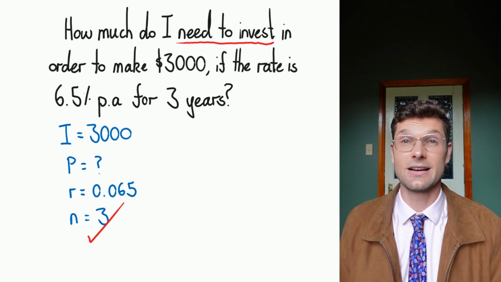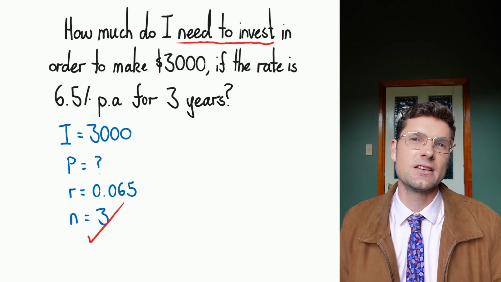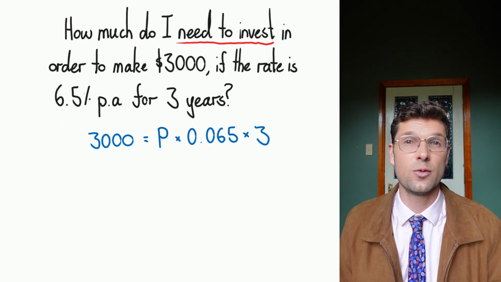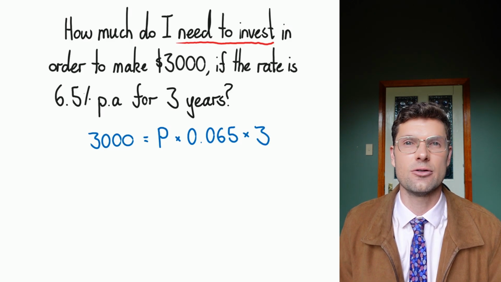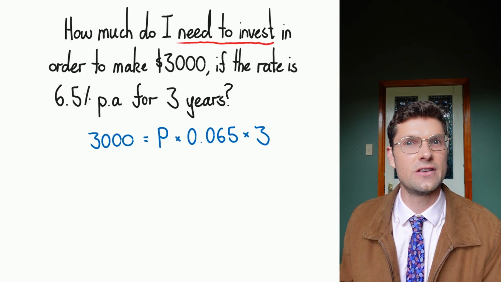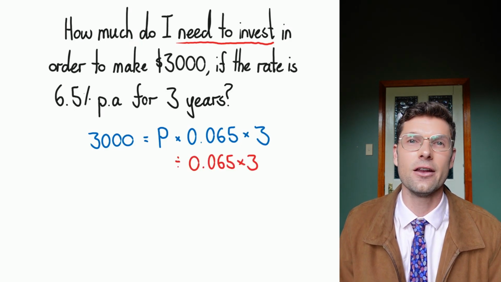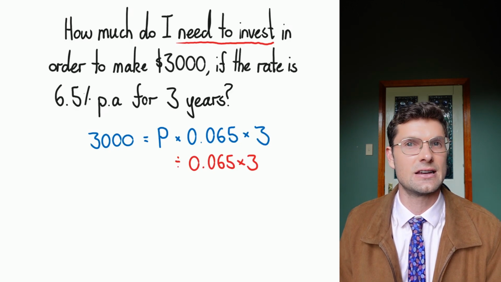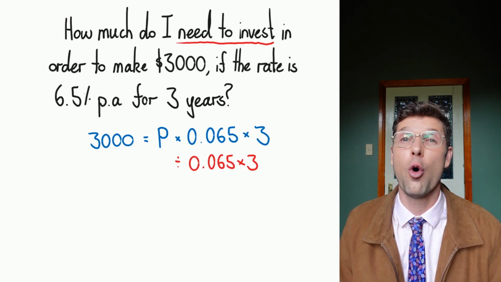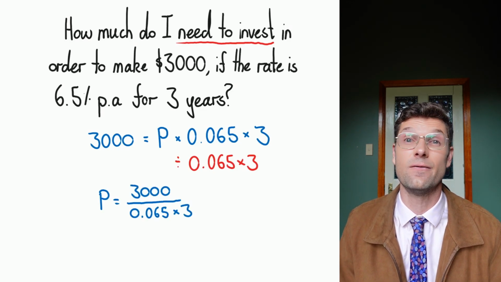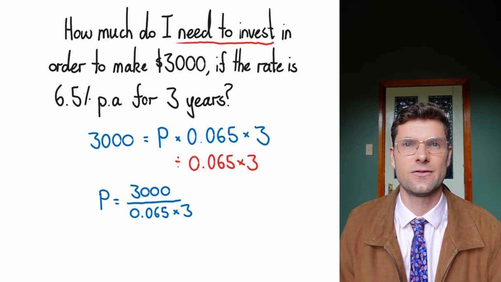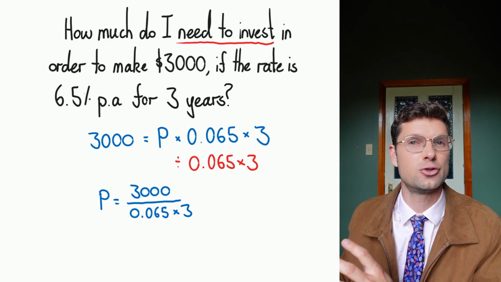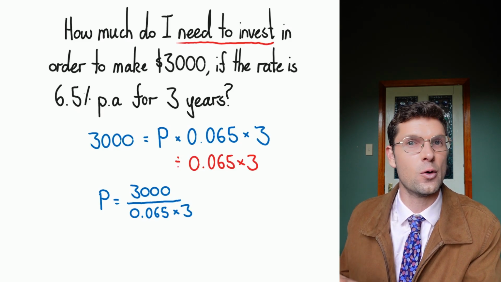All I've got to do is plug these numbers into that formula. So 3,000 is equal to the principal multiplied by the rate, 0.065, multiplied by 3. So because I've got P times all of this stuff, all I've got to do is divide it onto the other side. So I've got to divide both sides by 0.065 multiplied by 3. All you've got to do is 3,000 divided by 0.065 times 3 is equal to P. That's how we get that principal by itself.